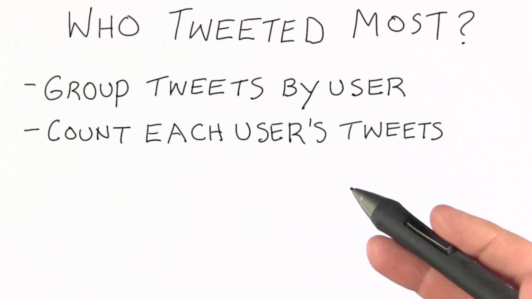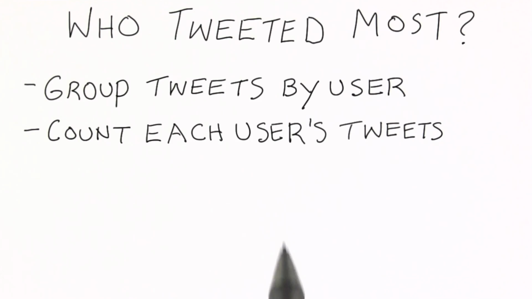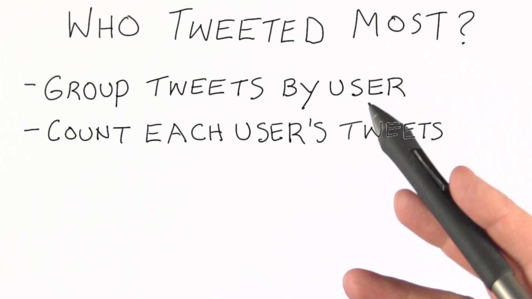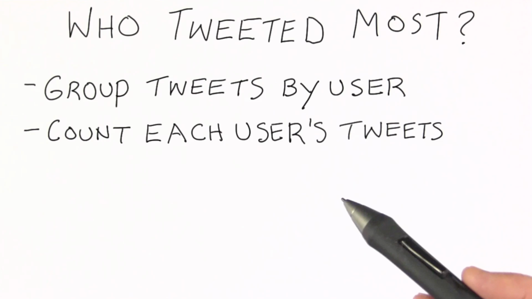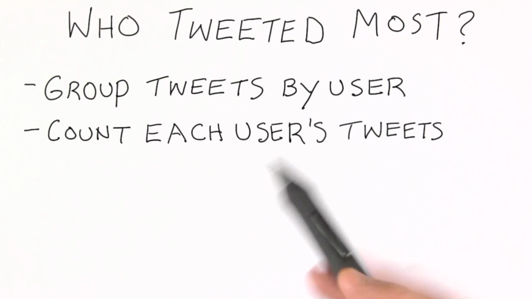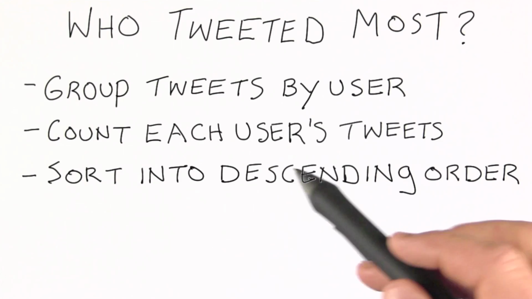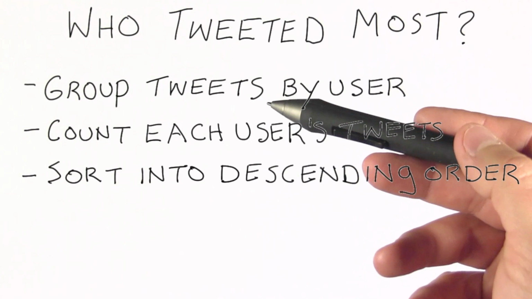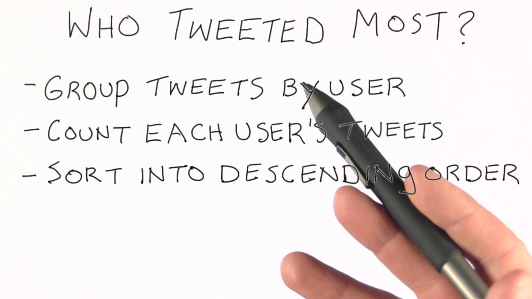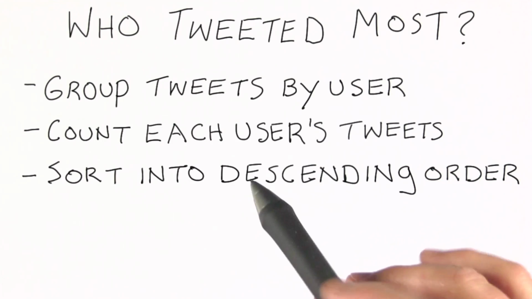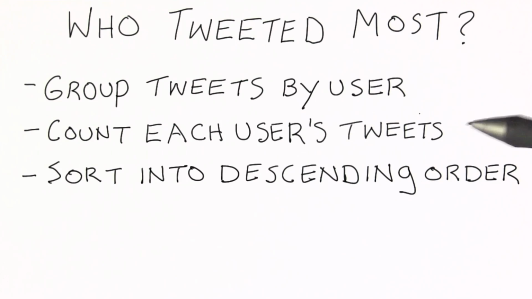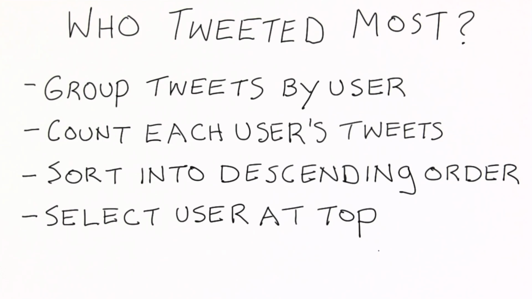What's probably going to be most valuable is not just seeing the one person who's tweeted the most, but instead counting the number of tweets for each user and then sorting them. If we sort into descending order, the person at the top will be the one with the most tweets. So our process is really group all tweets by user, count each user's tweets, sort into descending order, and then select the user at the top.